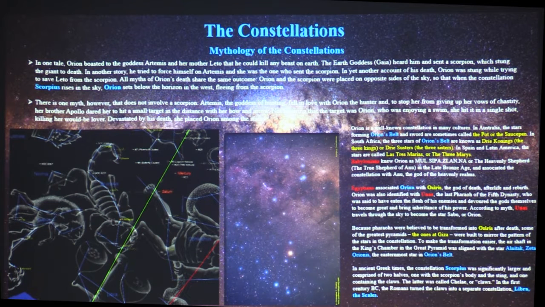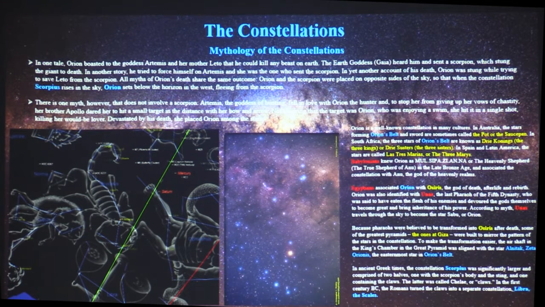So Orion boasted to the goddess Artemis, the one I just told you about, and her mother, that he could kill anything on earth, and the earth goddess, Gaia, heard this and punished him. I think Gaia's an organisation today, isn't it? Yes, I'm sure it is, based on the earth goddess. Anyway, she heard this and sent a scorpion which stung the giant to death.